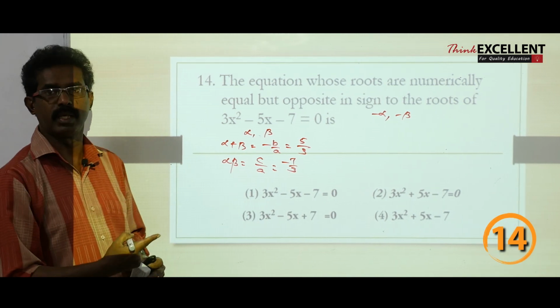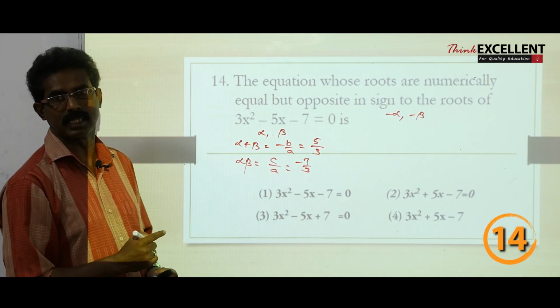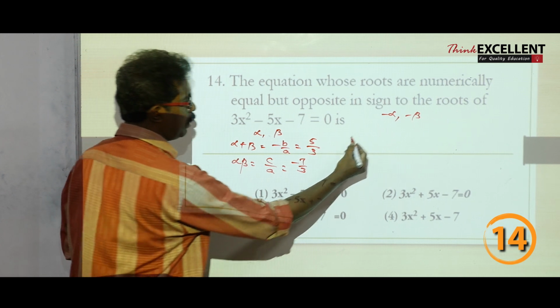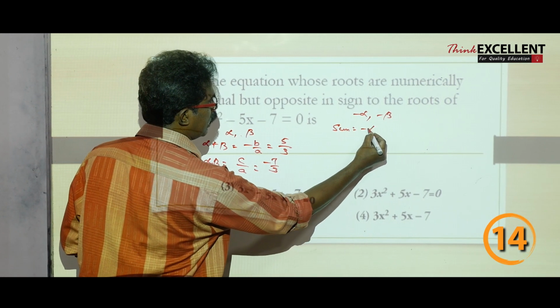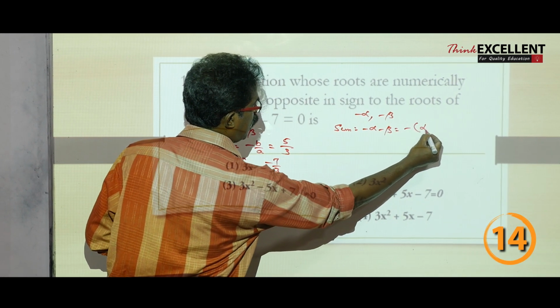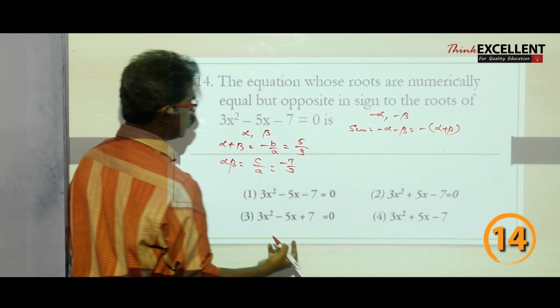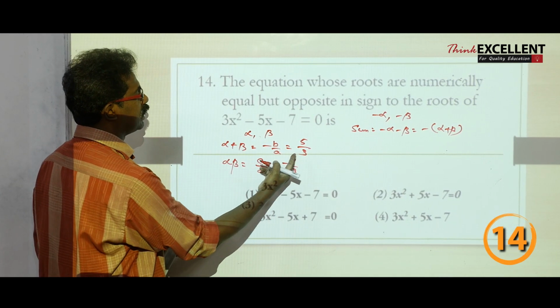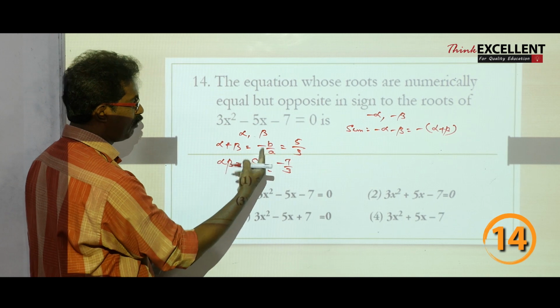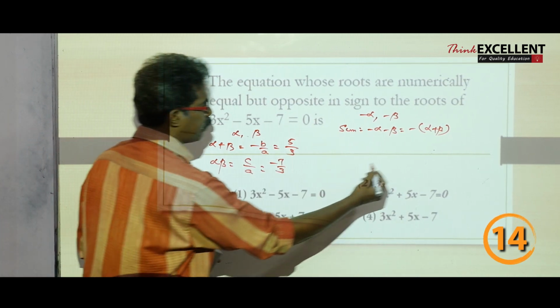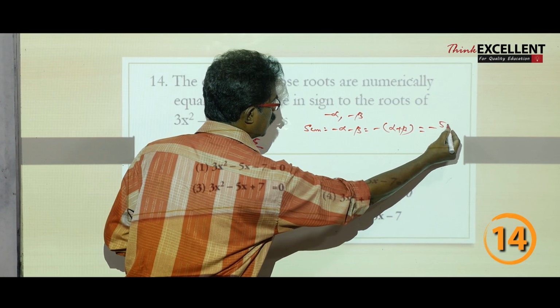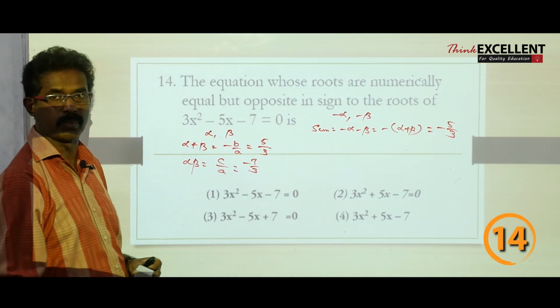But for the new equation, the roots are minus alpha and minus beta. So, you find the sum there. Sum means you have to add these two. Minus alpha minus beta, that is minus of alpha plus beta. Alpha plus beta value, you know, it is 5 by 3. So, minus of alpha plus beta is minus 5 by 3. So, the sum is minus 5 by 3 for the new equation.